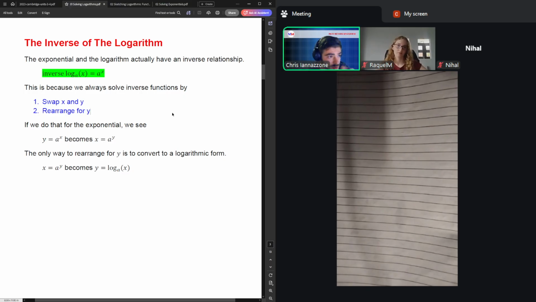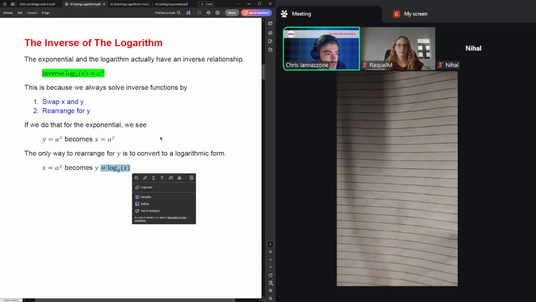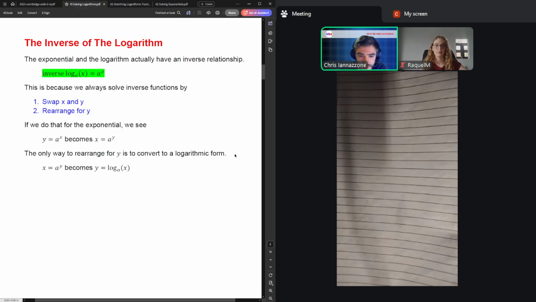The reason why that's in the logarithm chapter specifically here is to show you that when you perform that on an exponential, you actually end up with an equivalent logarithm. They are inverse pairs of each other. So you have y equals a to the power of x. That becomes x equals a to the power of y.